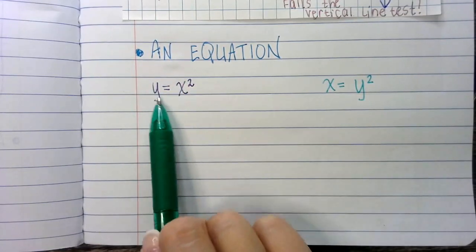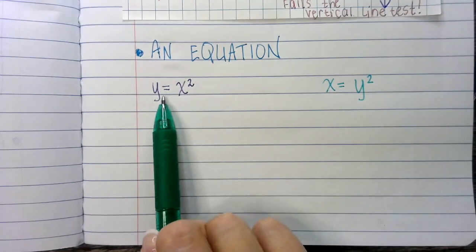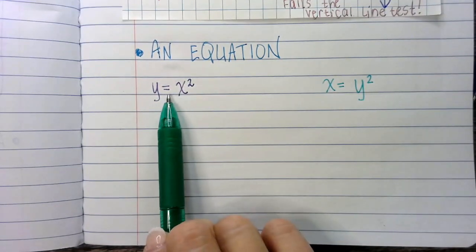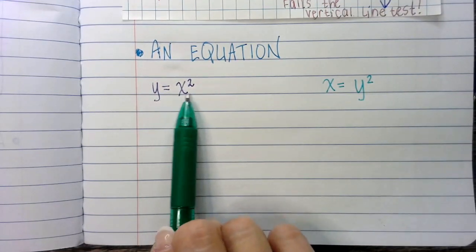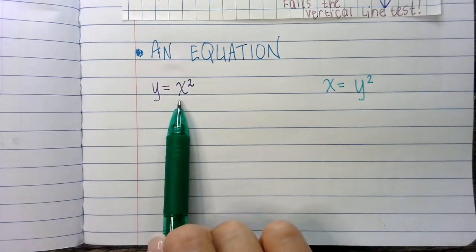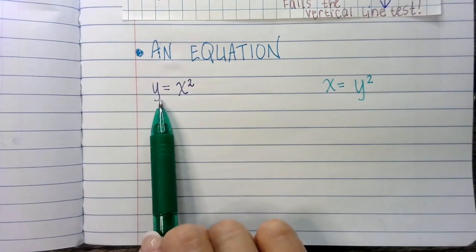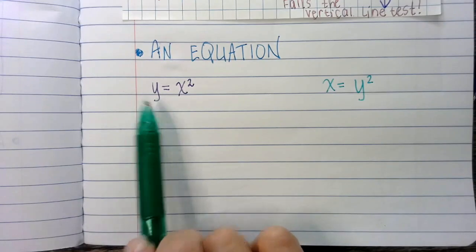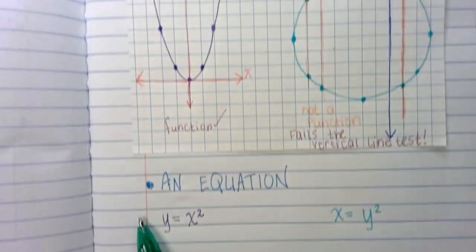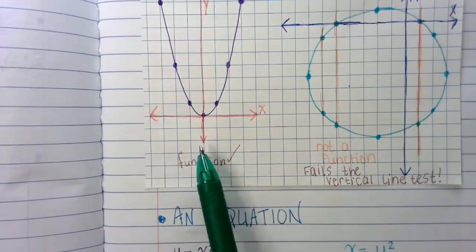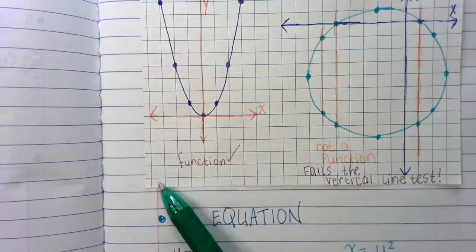The equation is called a quadratic equation. This is the parent equation for all quadratics. And the graph of a quadratic is actually something called a parabola. And the parabola that it's actually representative of is this one right here, and it is a function.